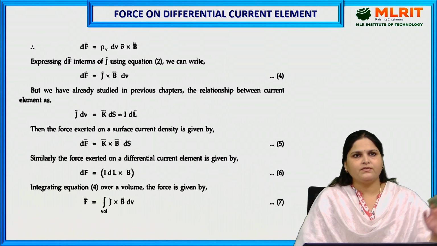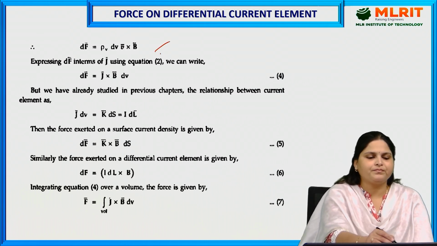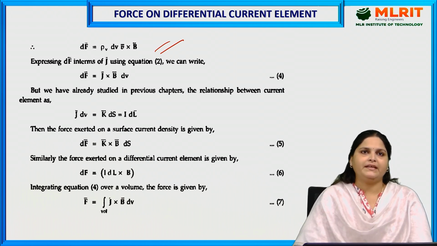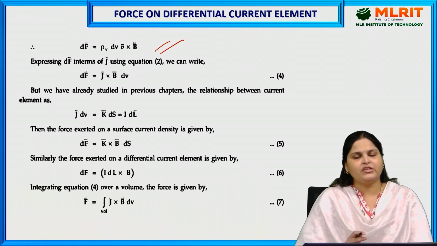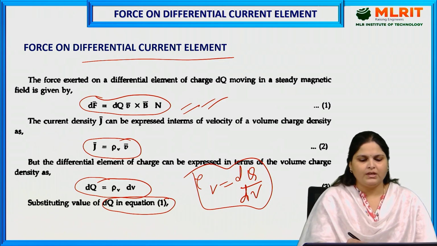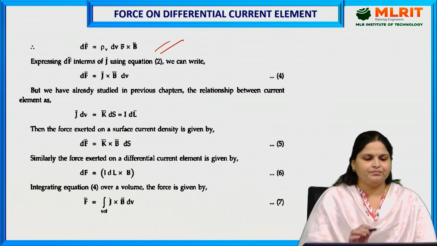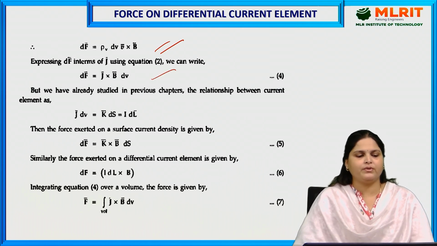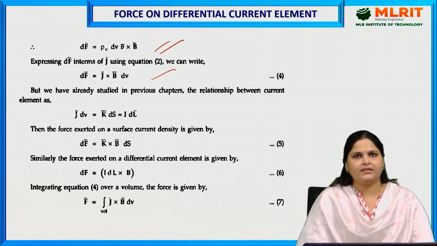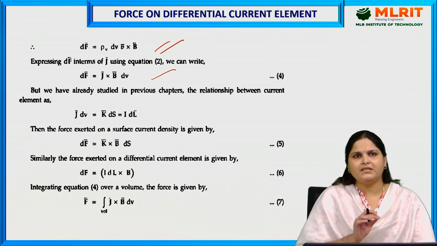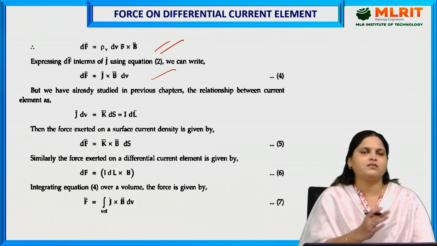So we'll see what this formula becomes. It becomes dF equals rho v dv v cross B. Now we will express dF in terms of J using equation number 2. Using this equation here, it becomes dF equals J cross B dv. In previous chapters, we have seen the relationship between current elements. Current elements means, again, line, surface and volume.